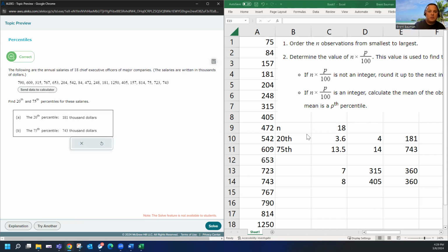There's another method as well that you're welcome to try. This is just one of the methods.